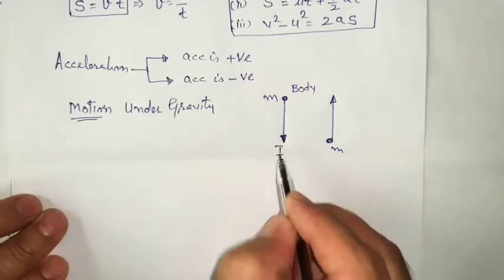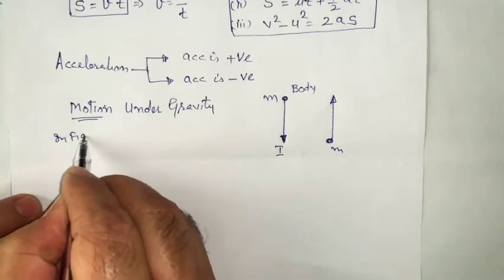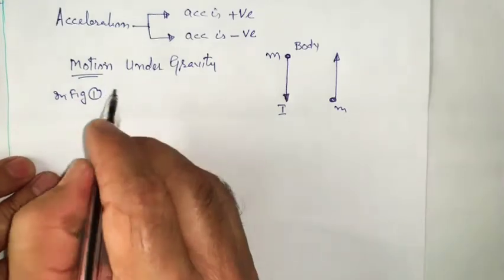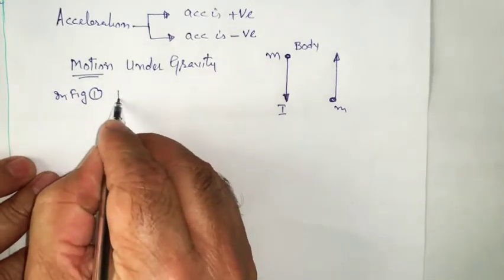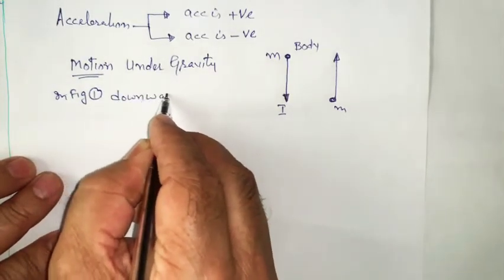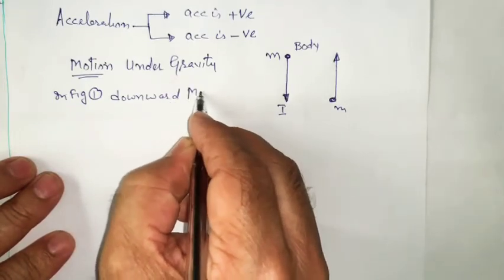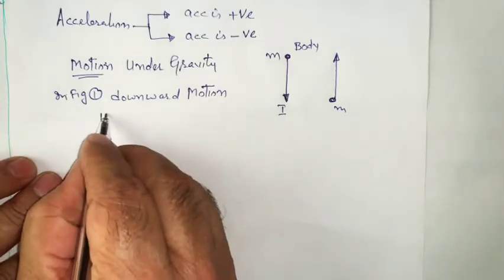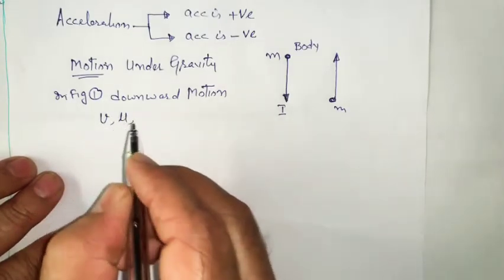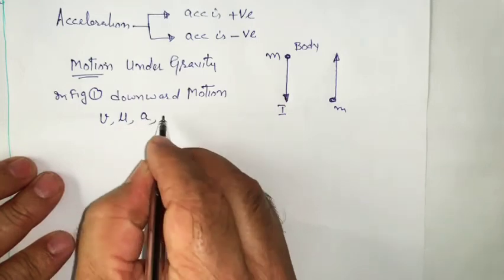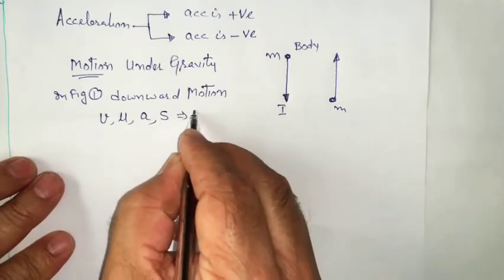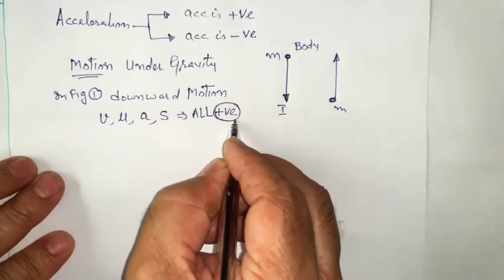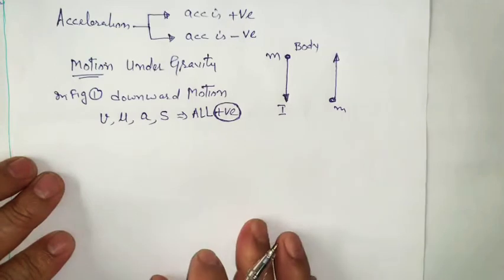In figure 1, when the body is moving downward, all things are positive. Always remember, for downward motion V, U, A, S are all positive. All positive. In a numerical, you should not take anything as negative.